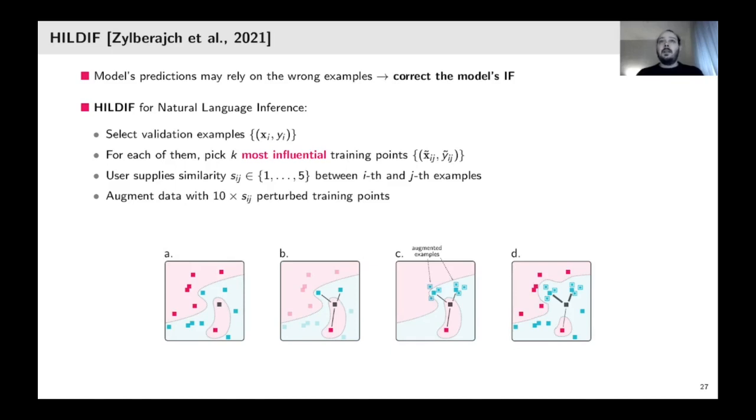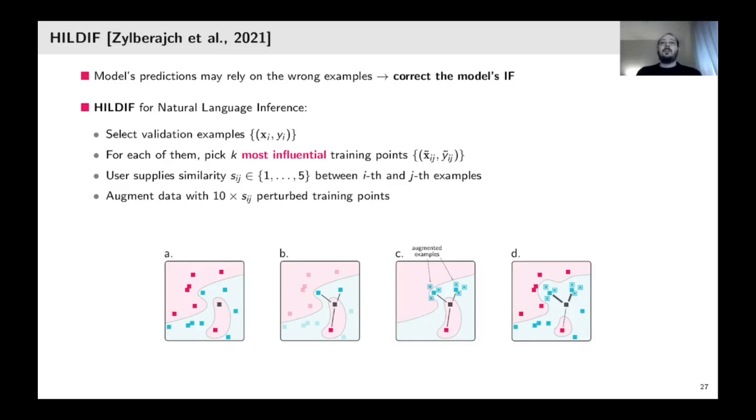One debugging technique that makes use of influence functions is HEALED IF. The idea behind this approach is that the model's predictions may rely on the wrong examples, which entails that it associates them too large an influence. In order to fix this, HEALED IF enables the user to supply supervision that is used to, indirectly, correct the influence of the examples on the model. HEALED IF is designed specifically for natural language inference tasks, but the same ideas apply to other domains.